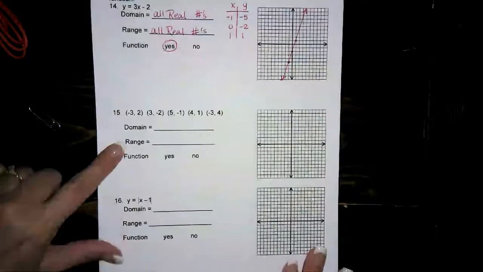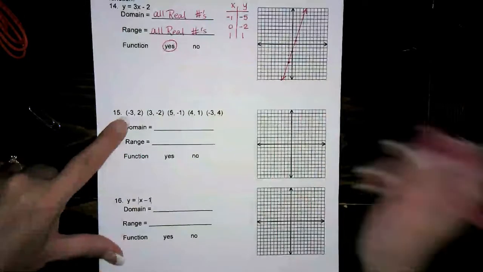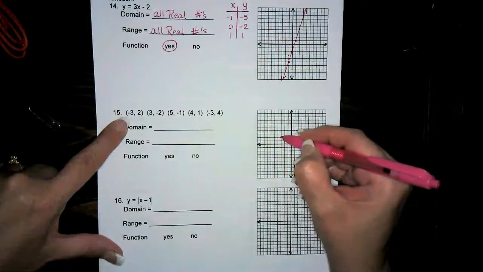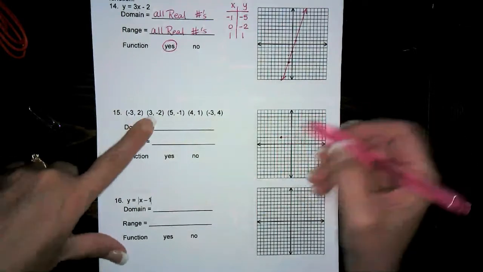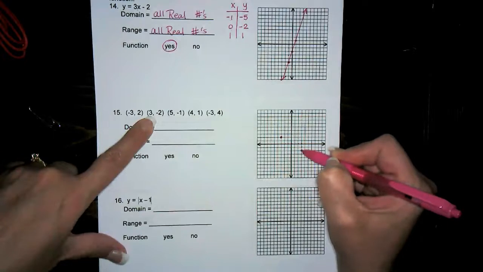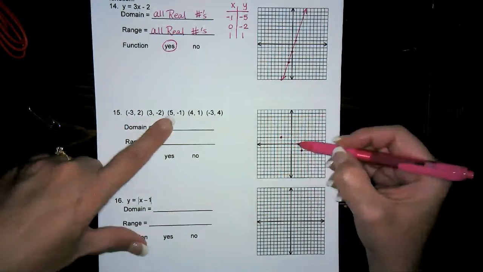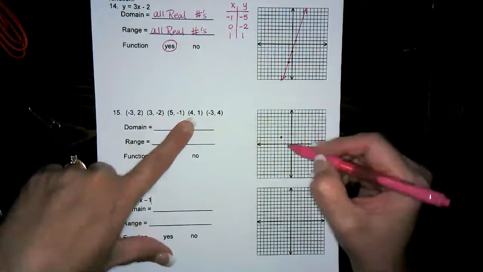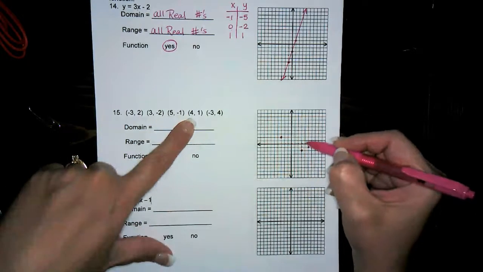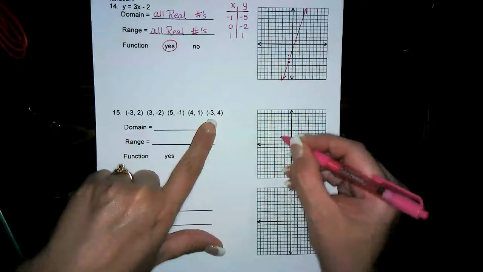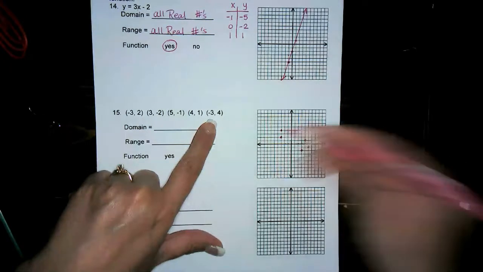Okay, let's look at 15 then. So I'm going to plot the points. -3, 2. So start in the middle, go left 3, up 2. Then I'm going to go 3, -2. So I'm going to go right 3, down 2. 5, -1. I'm going to go right 5 and down 1. 4, 1. 4 to the right, 1 up. And -3, 4. So -3 and 4.